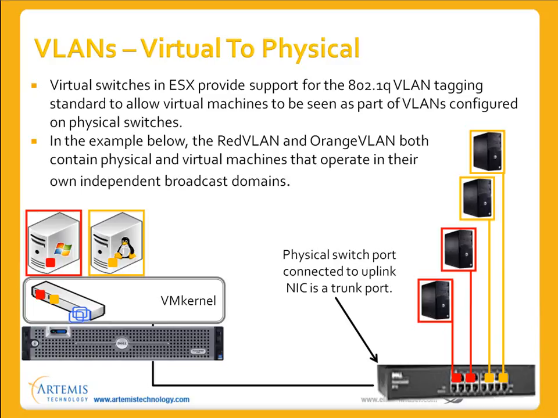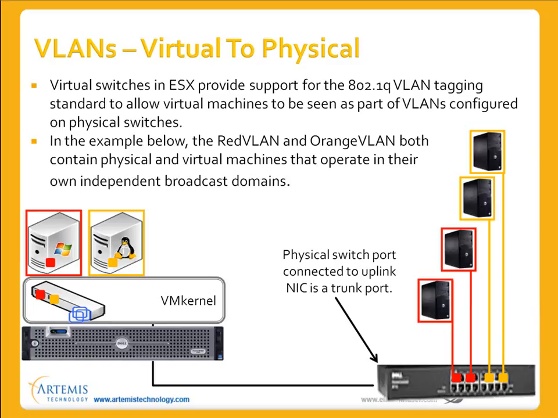Now, if you wanted to give virtual machines access to these VLANs, you'd have to dedicate a virtual switch with a physical NIC to each one of those networks. But by giving virtual switches support for 802.1q, otherwise known as VLAN tagging, now the virtual switch that has one dedicated physical NIC to it can have visibility and connectivity to multiple VLANs.